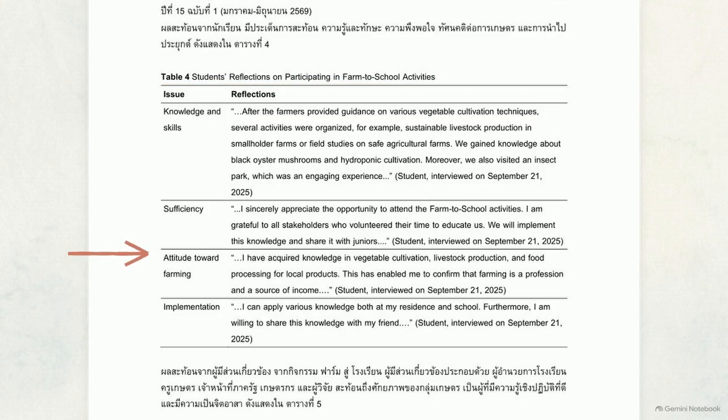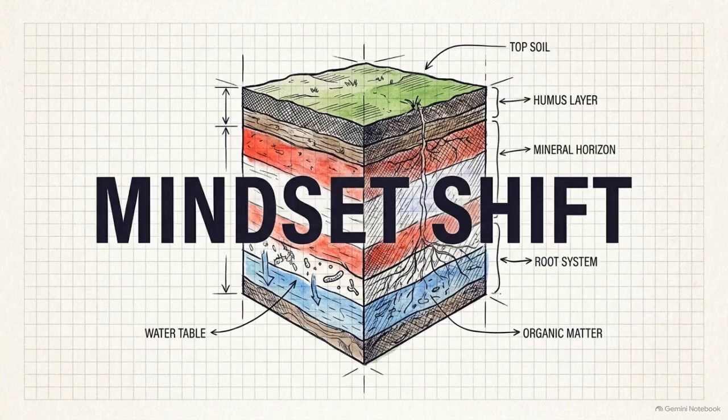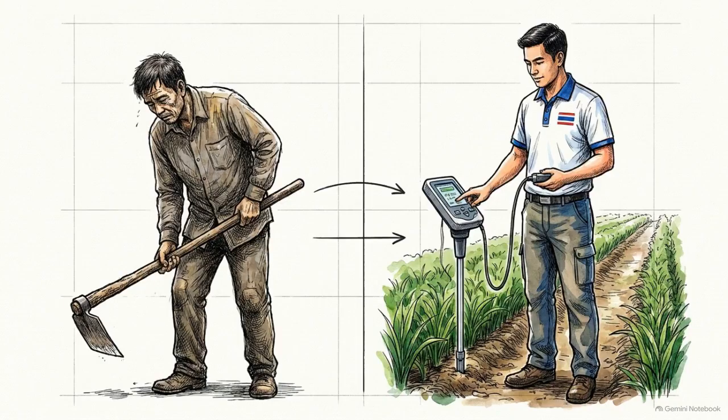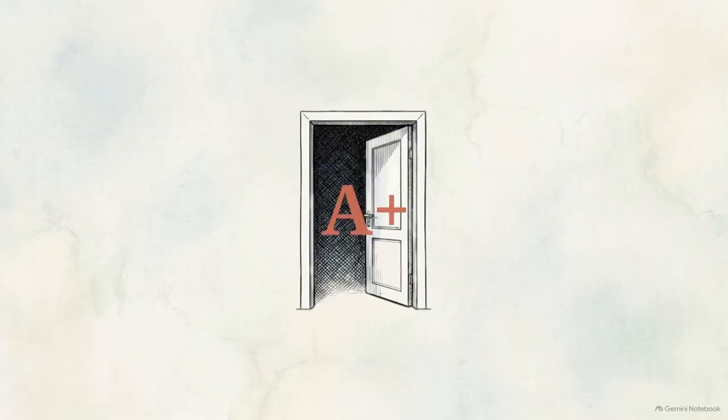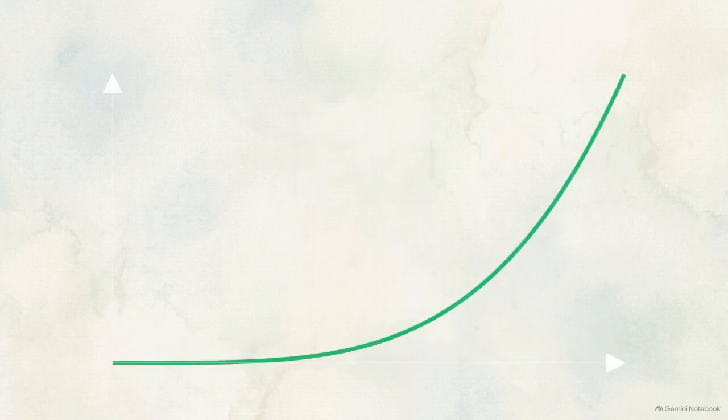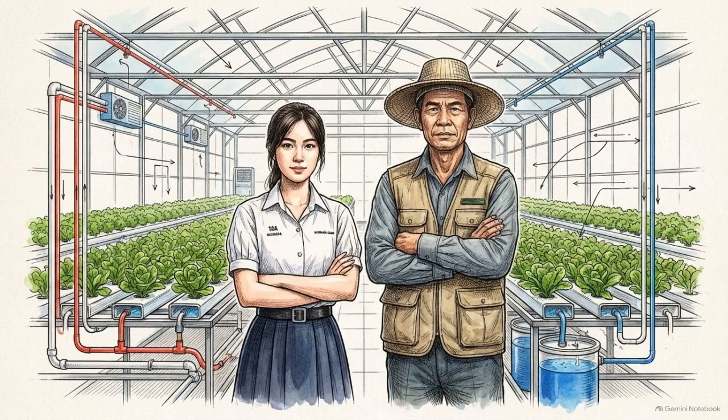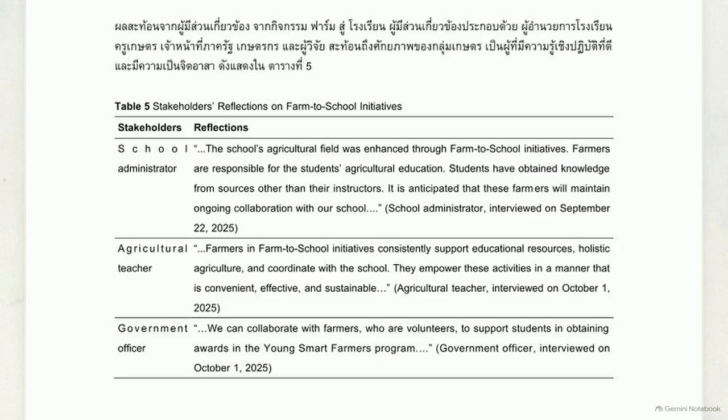Notice the entry under Attitude Toward Farming. One student notes that acquiring this knowledge enabled them to confirm that farming is a profession and a source of income. Within this socio-economic context, that realization is crucial. The intervention corrected the long-held misconception that farming is merely low-tier manual labor. Improved test scores will open academic doors, but attitudinal shifts change lifelong economic trajectories. The highest enduring value of this program was its ability to restore professional dignity to local agriculture in the eyes of the next generation. This impact was entirely reciprocal.